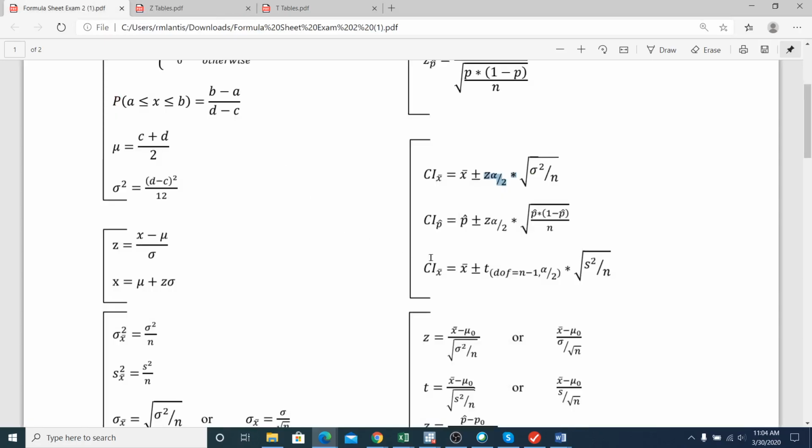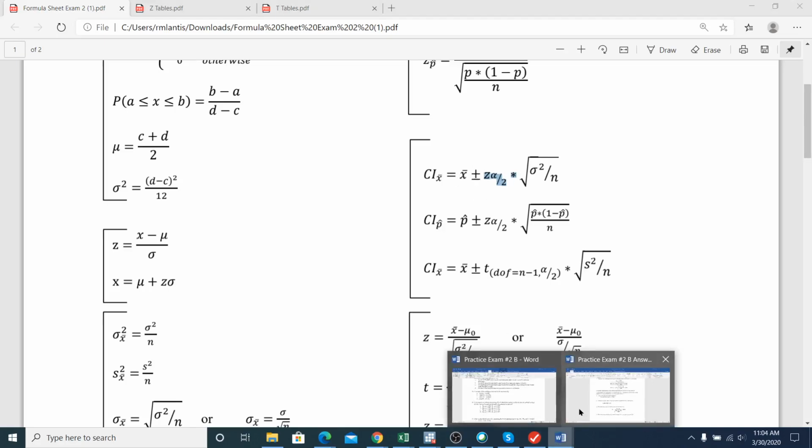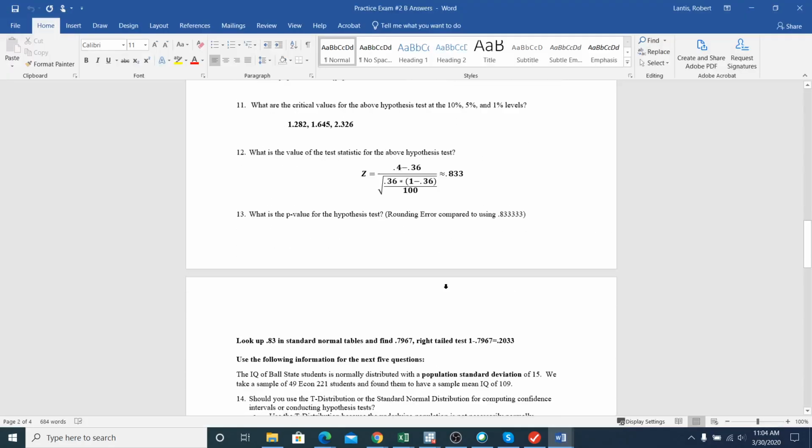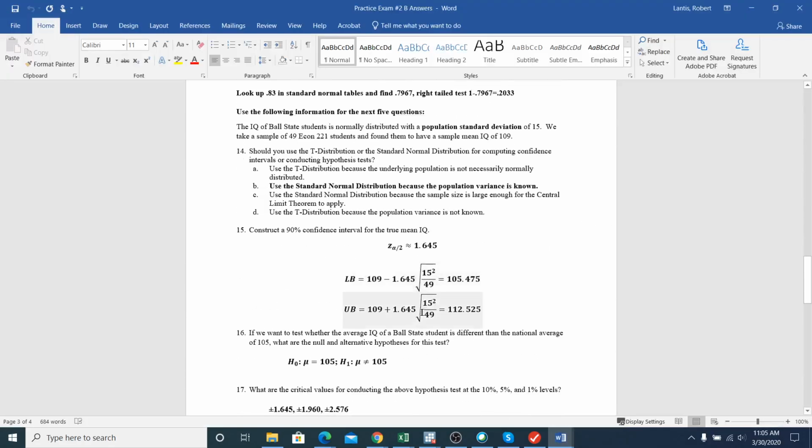Now, remember, it is negative 1.65, but these positive and negative signs are kind of already built in, right? The negative 1.65 would give us the lower bound. The positive 1.65 would give us the upper bound. So once we have that z value, we actually have everything we need. It's just a matter of plugging everything in and getting our lower and upper bound here. Okay?